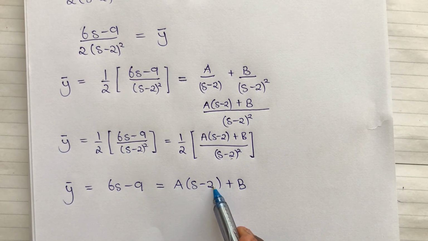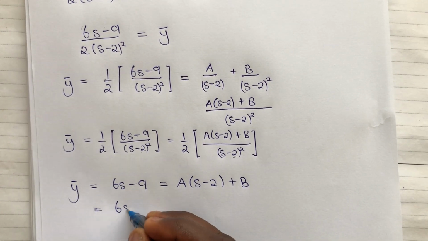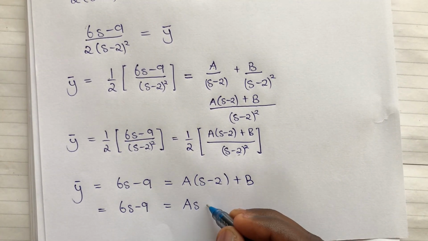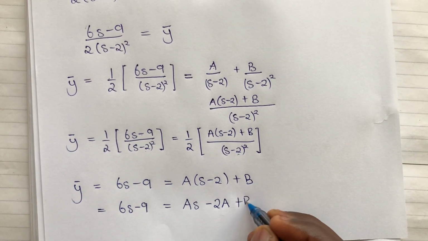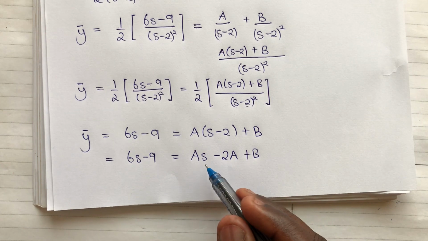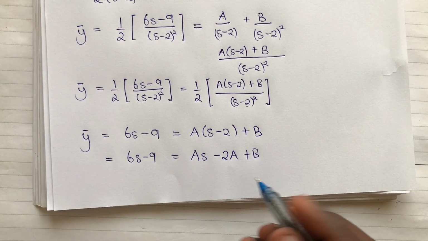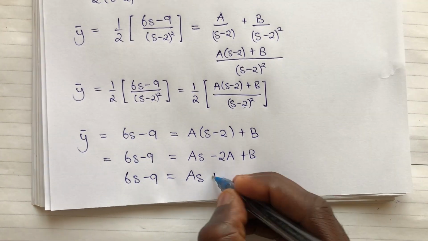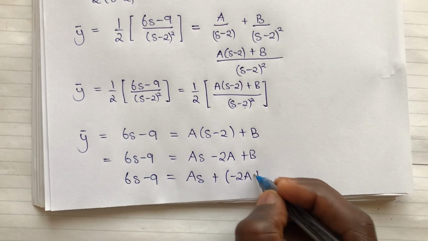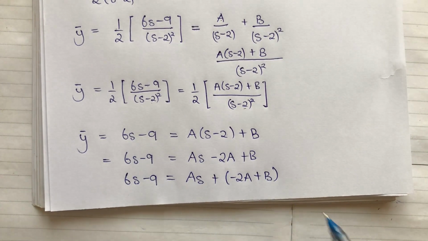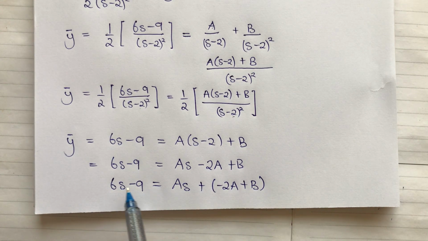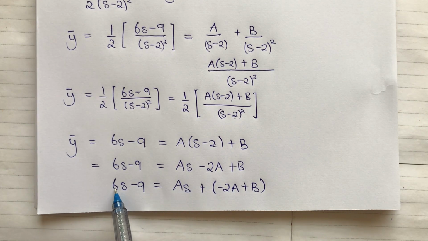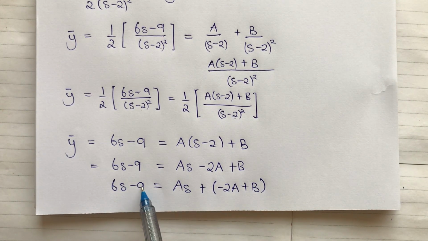So now I can expand this side of the equation by having 6s minus 9 giving me a times this, which gives a times s, minus 2a plus b. So I'll group like terms. I'll put everything here in one bracket. So we have 6s minus 9 giving me as plus minus 2a plus b. So this side becomes the constant. Now we can compare the left hand side of the equation with the right hand side.